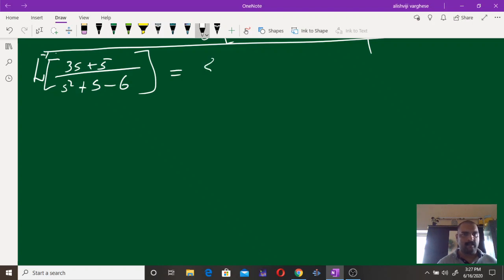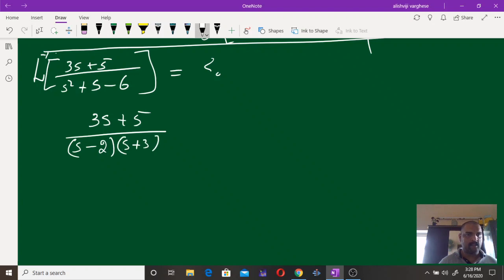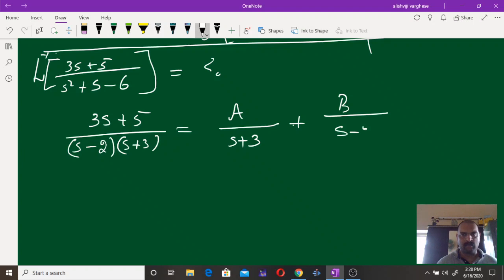For that, what we are going to do is factorize 3s plus 5 divided by s square plus s minus 6. The denominator can be factorized as s minus 2 into s plus 3. It's a simple factorization. Then this can be rewritten as a by s plus 3 plus b by s minus 2. That is, we are going to use the concept of partial fractions.